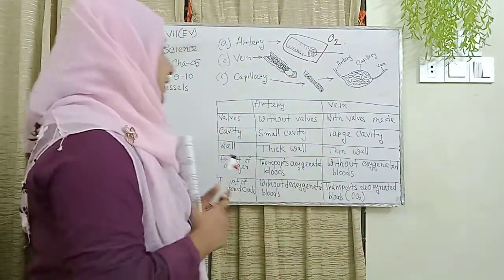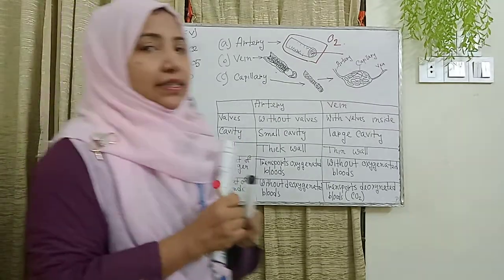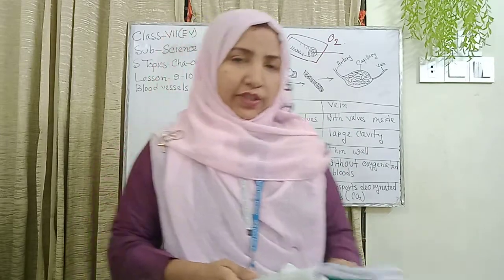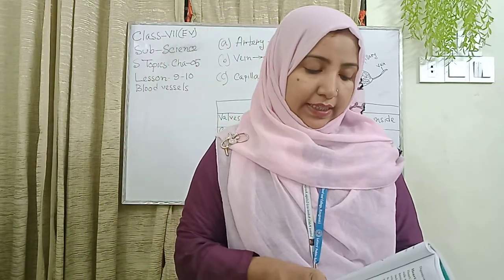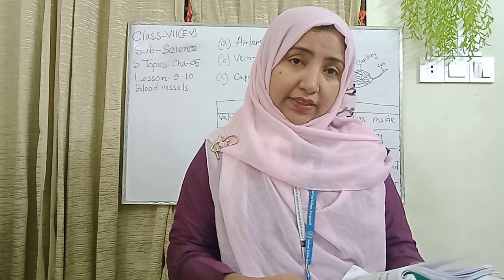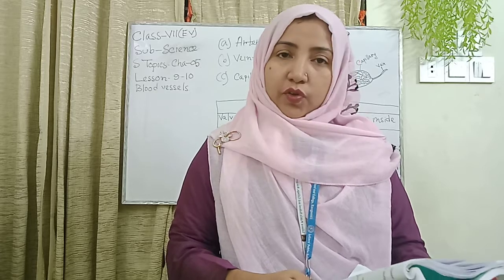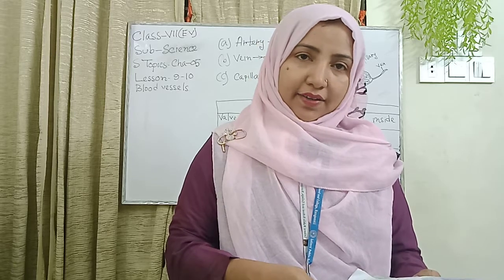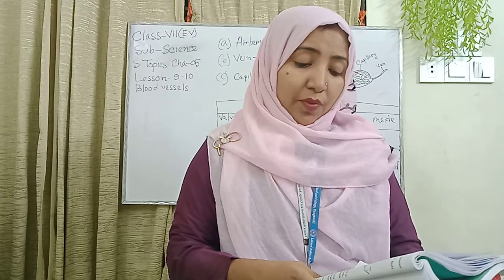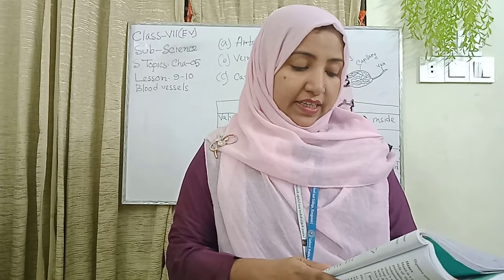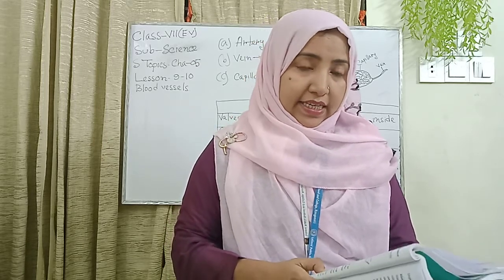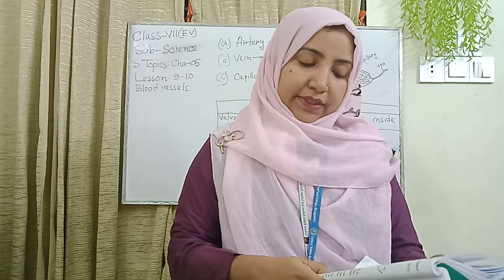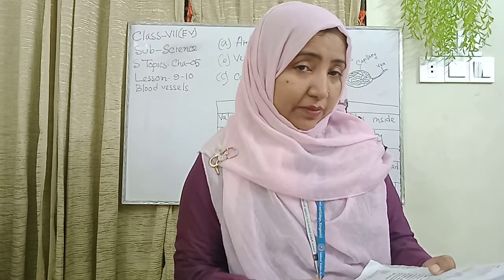The second topic is the vein, which I just drew. What is the vein? Please everyone see the books. Veins are vessels through which blood from all over the body comes back to the heart. Its walls are comparatively thin. Its cavity is large with valves inside. Veins originate from the capillary network. With few exceptions, veins carry deoxygenated blood.